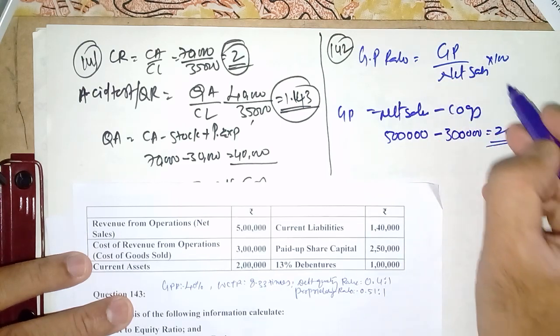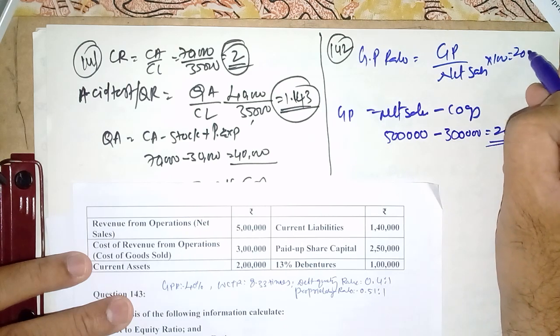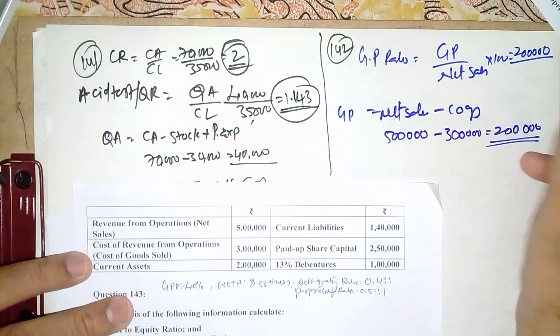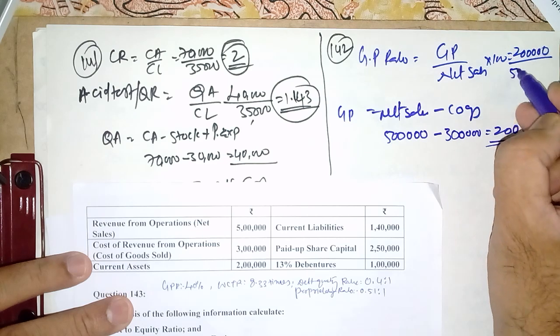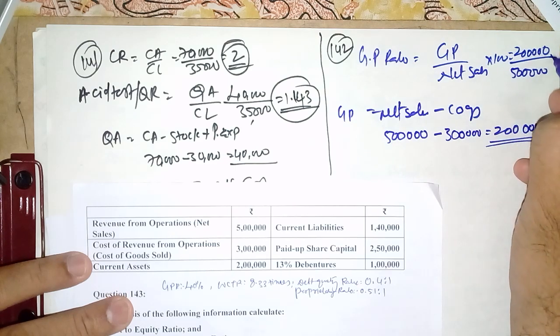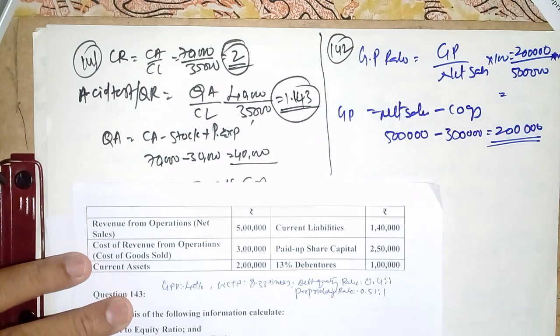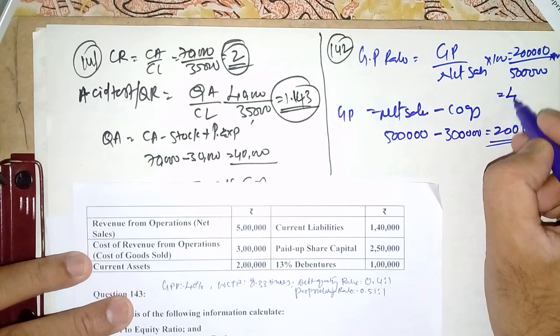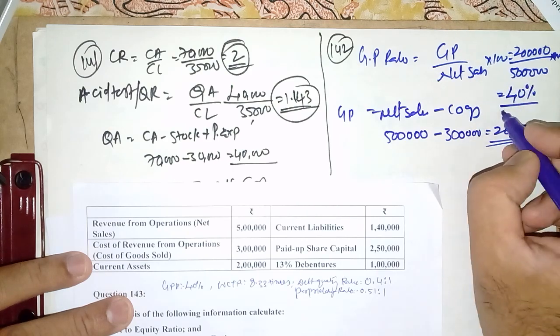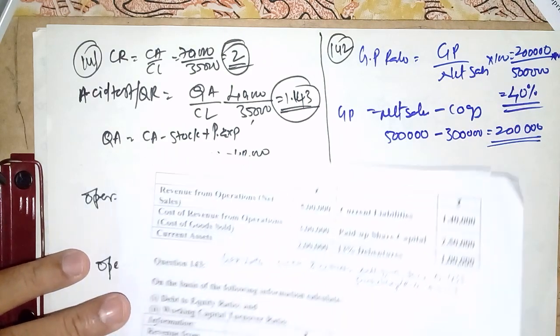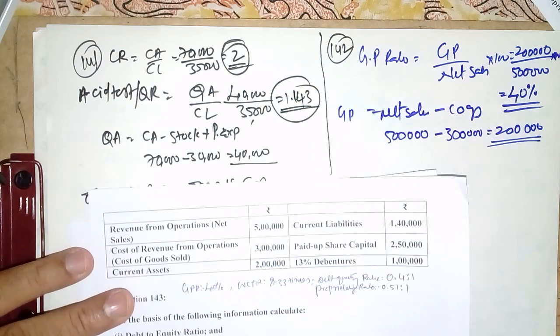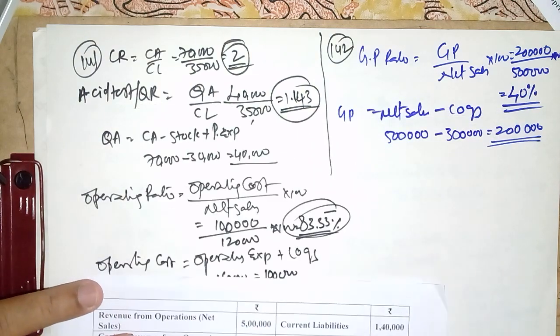So apply the formula. Gross profit, 2 lakhs, divided by net sales, 5 lakhs, into 100, is equal to 2 divided by 5 into 100, which is 40%. So the gross profit ratio we calculated is 40%. And the next ratio is the working capital turnover ratio.